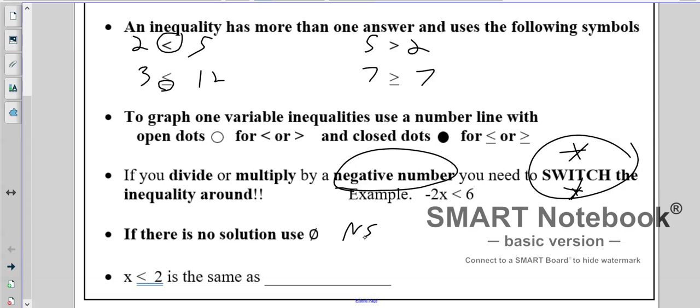So we can also reverse things. X is less than 2. We also said 2 is greater than x. Well, we can write it like that. 2 is greater than x. We can switch the sides.